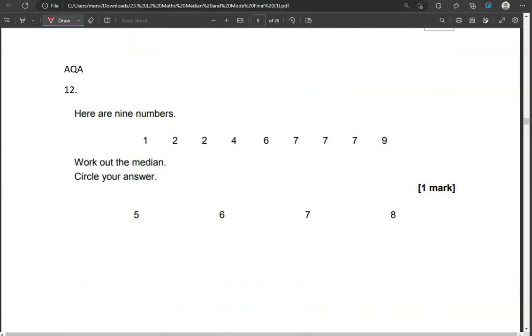Here are 9 numbers. Work out the median. Circle your answer. So let's see, they look to be in order. We've got 1, 2, 2, 4, 6, 7, 7, 7, 9. So crossing out on each side. We get 6 in the middle, so 6 is the median.